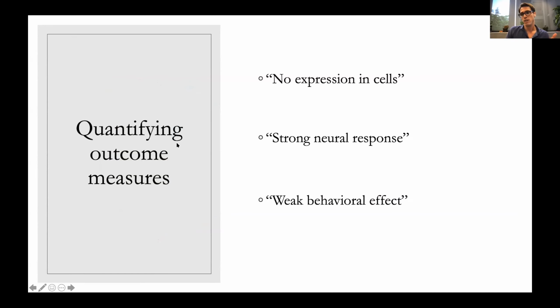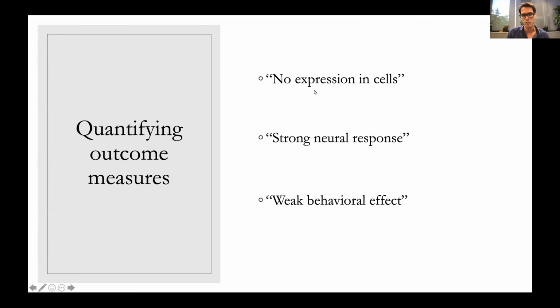And then I asked the investigators to report all of these parameters, but also to tell me what outcome they got out of this experiment. Like, did it work? And so this was kind of an open question. Investigators were offered to write some free text beside every line of this database. And I received comments such as we got no expression in cells, or we got a strong neural response, or a weak behavioral effect. And I needed to find a way to quantify this so I could run some statistics on these outcome measures.